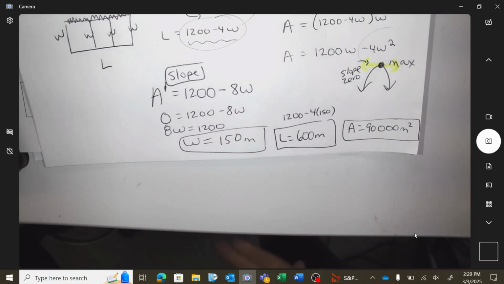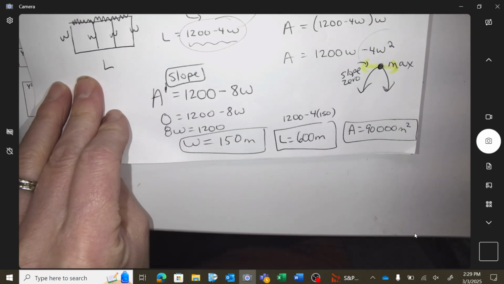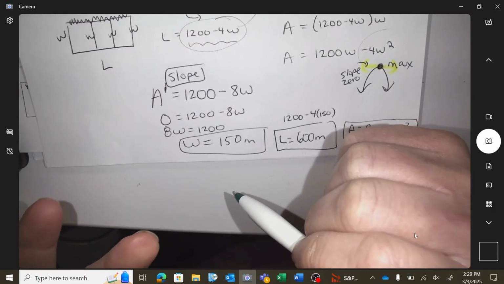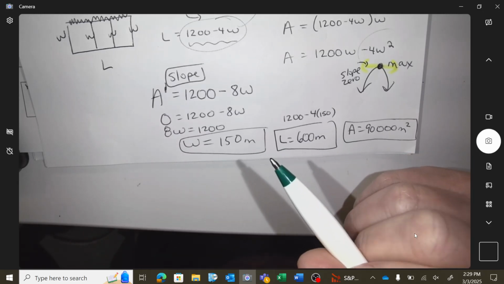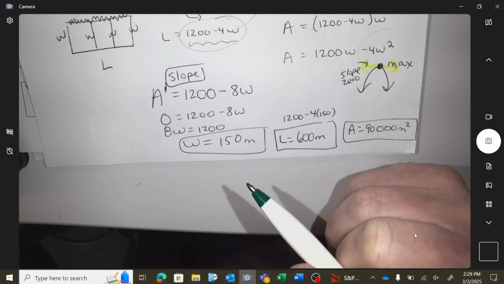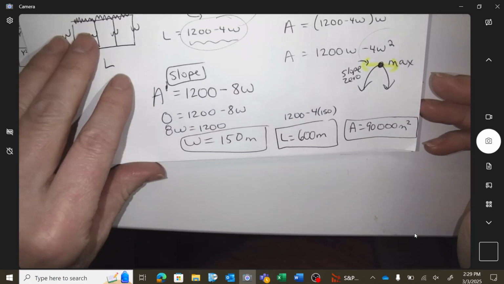Okay, did you notice I put units on everything? Meters, meters squared. Okay, does that make sense? So you did a grade 11 idea, and then instead of what we would have done in grade 11, you would have done that opposite B over 2A plug-in. That's how you would have got that vertex. That's what you did in grade 11, but now we just did calculus.